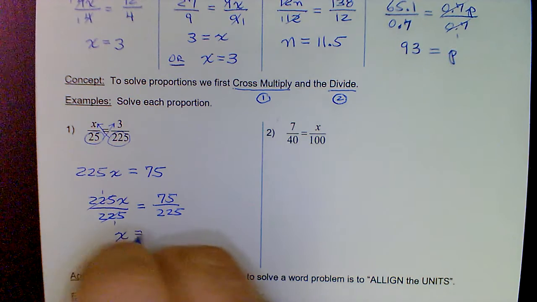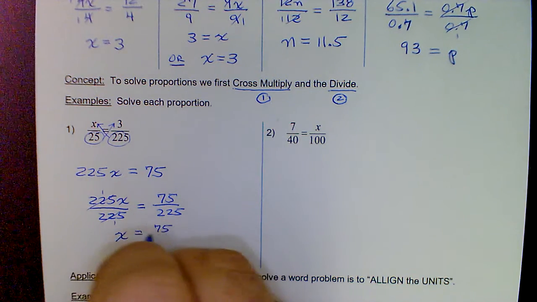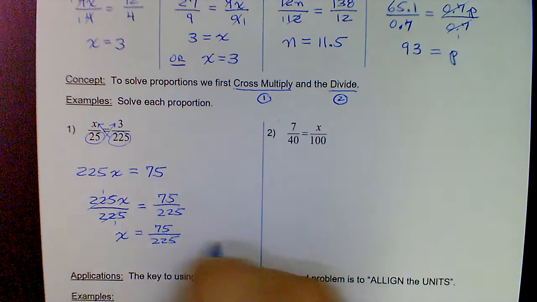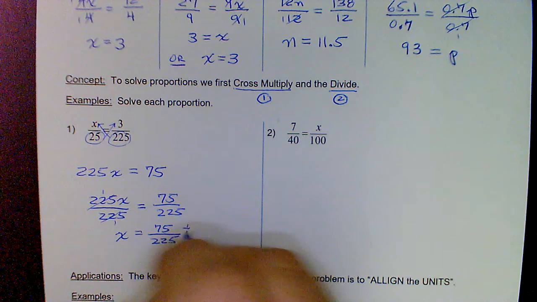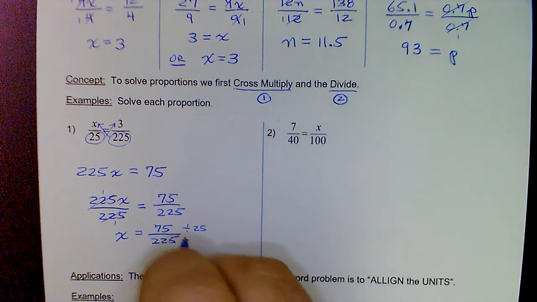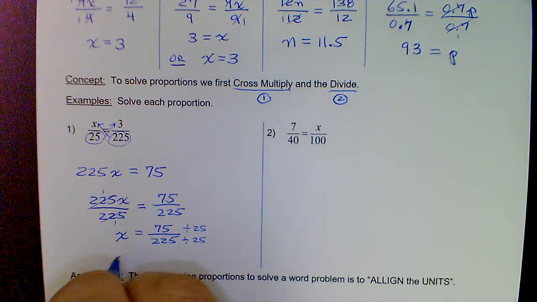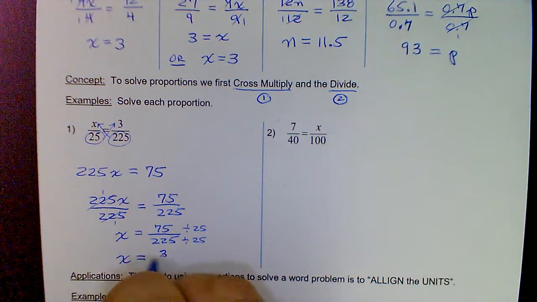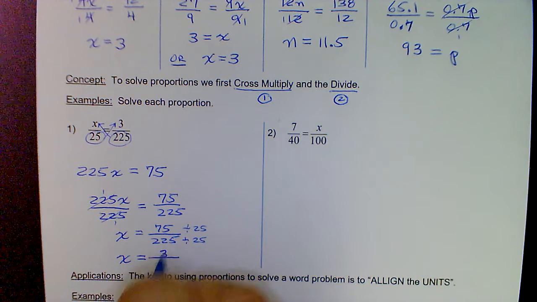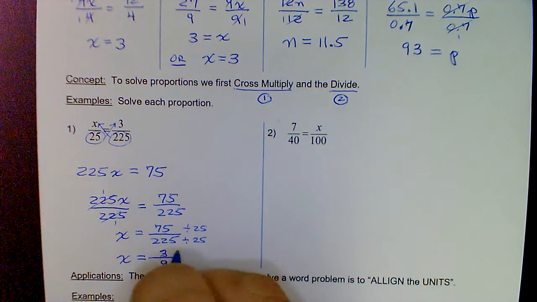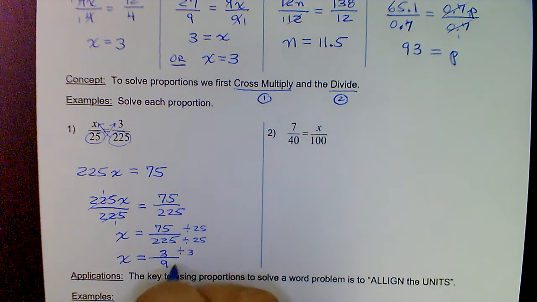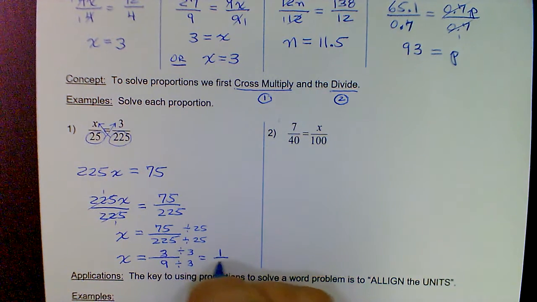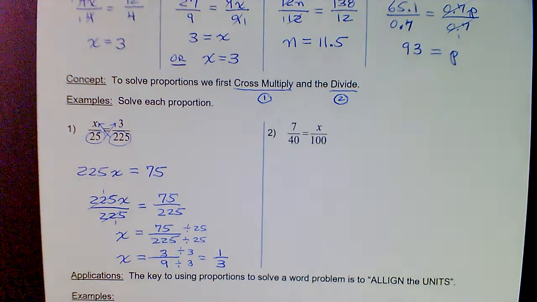And now we get x is equal to 75 divided by 225. And you want to reduce that. I think the common factor here might be 25. And so we get x is equal to 3 over 9. Oh, that reduces further by 3. And we get 1/3. Okay, so always reduce your answer.